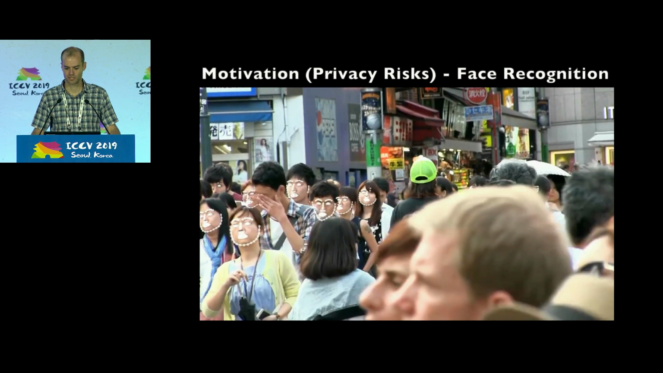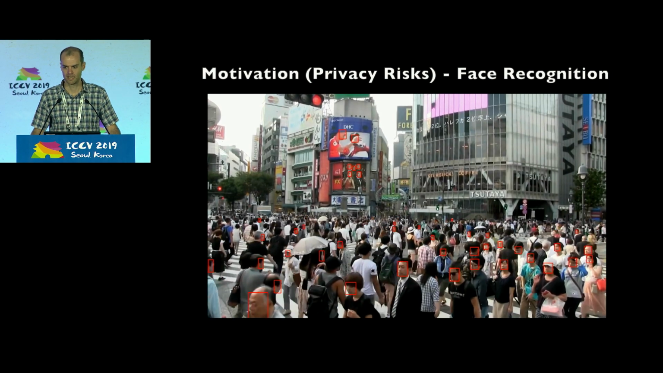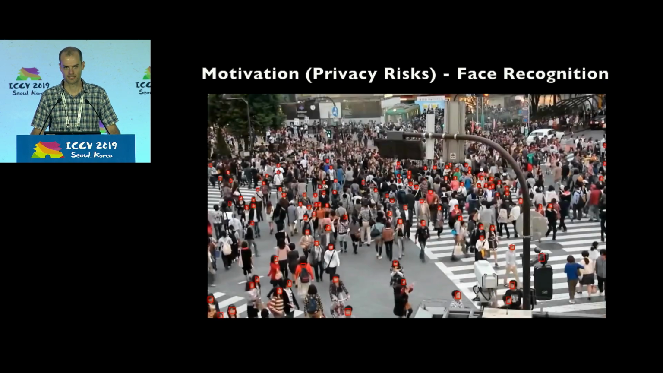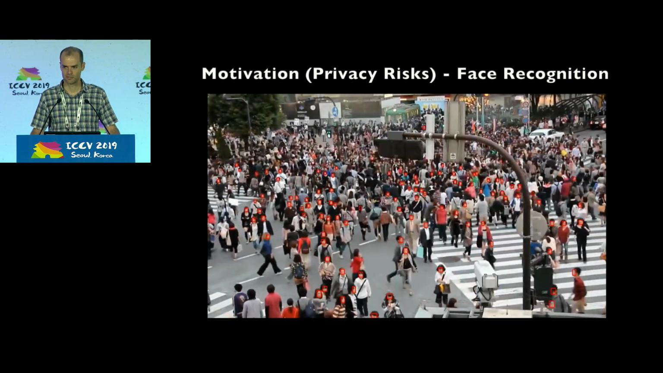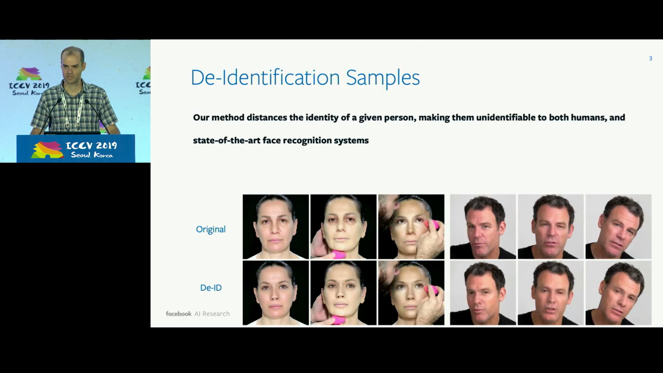But first, some motivation. Large-scale face recognition is now a publicly available technology, enabling tracking and identification to be performed in real time. Recent advances and potential abuse of face recognition technology invoke the need to better understand methods that successfully deal with de-identification. In this work, we address these privacy concerns. The goal is to distance the identity of a given person, making that person unidentifiable to both humans and state-of-the-art face recognition systems. We propose a method for fully automatic video modifications in real time.